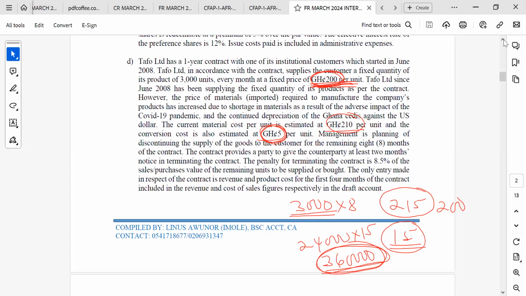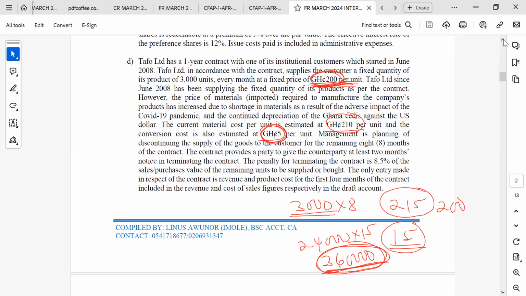The question says that the contract requires a party to give the counterparty at least 2 months notice in terminating the contract. Because this contract is giving you a loss, the only option you can take is to terminate it. They are saying that you should give 2 months notice.